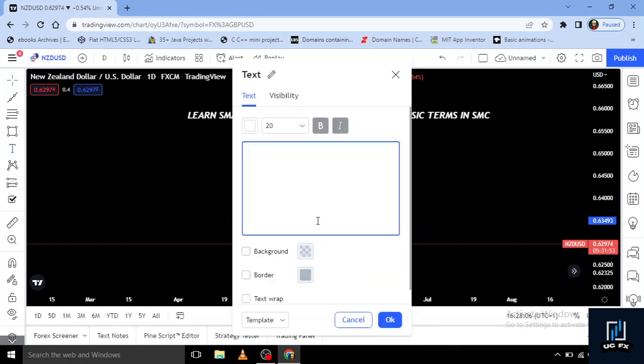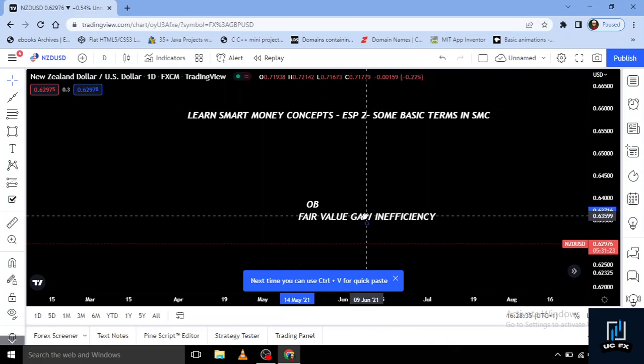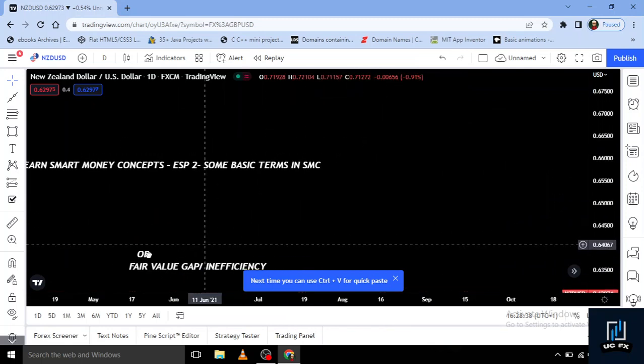Fair value gap, or we call it inefficiency. We either call it fair value gap, FVG, or inefficiency. So what are fair value gap and inefficiency? Let's go into the chart.